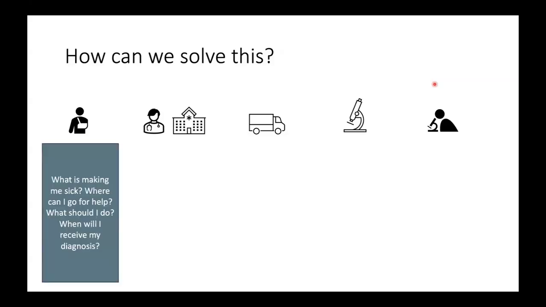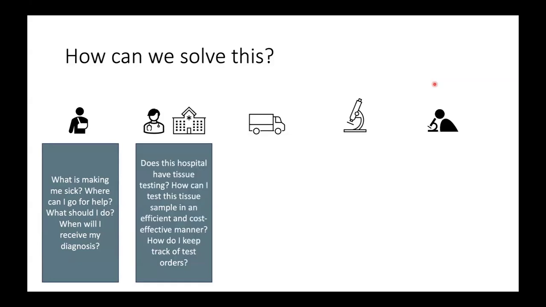Like, for example, what is making me sick? Where can I go for help? What should I do? When am I going to receive my diagnosis? Hospitals and doctors, the doctor is asking, I've done this surgery. Does this hospital have a place where I can test my tissue? If not, what do I do? The hospital administrator, the lab guy, they're asking, okay, now how am I going to test this in an effective manner? Who am I going to contract? How do I keep track of all these test orders, especially in big hospitals? It's crazy. There could be hundreds of test orders, thousands sometimes in a month.